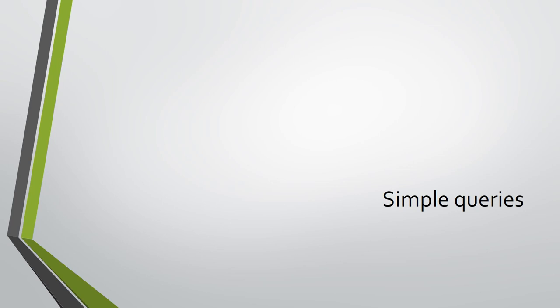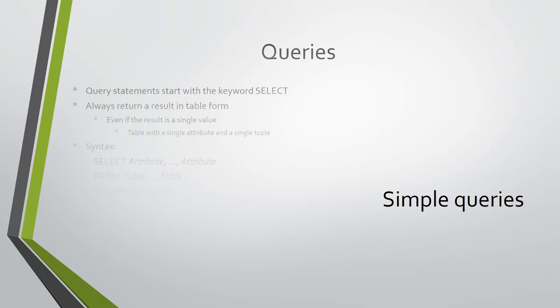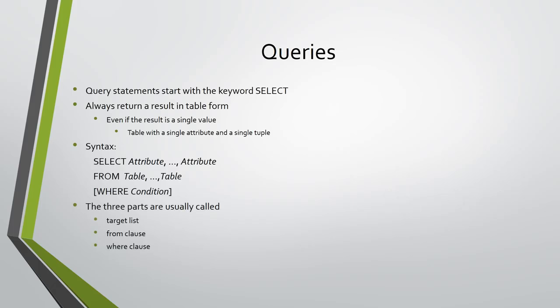Simple queries. Queries in SQL start with the keyword select. The queries always return a table as a result. Even if the result is a single value of one attribute, the result is a table that has only one attribute and only one tuple.